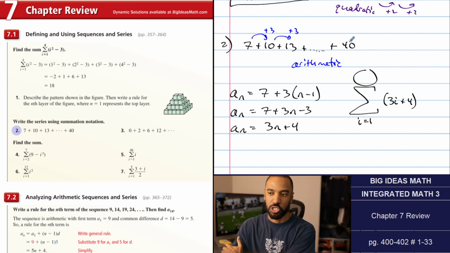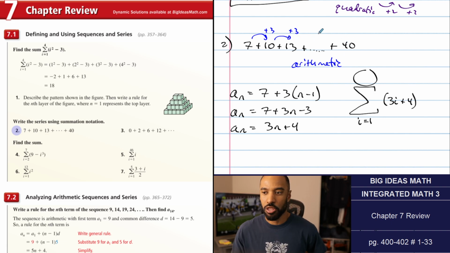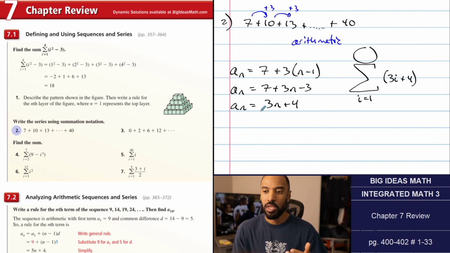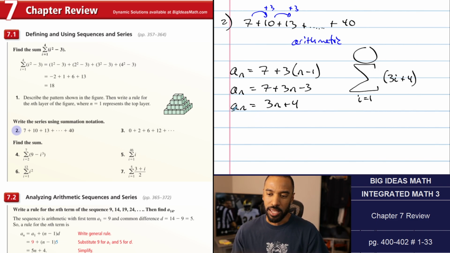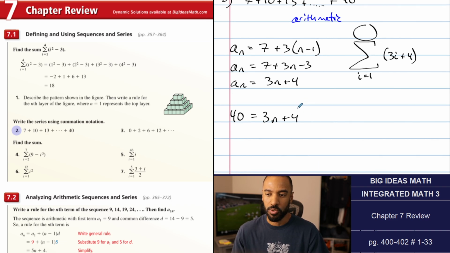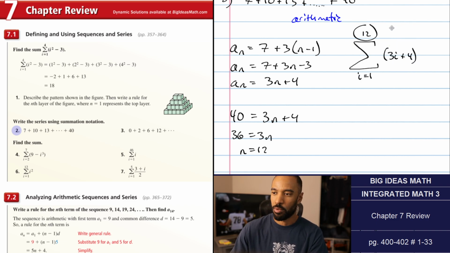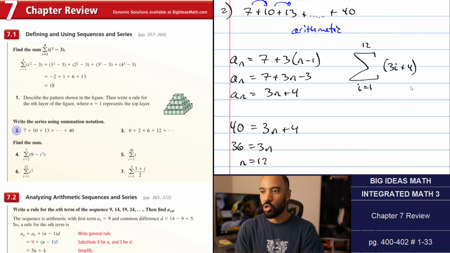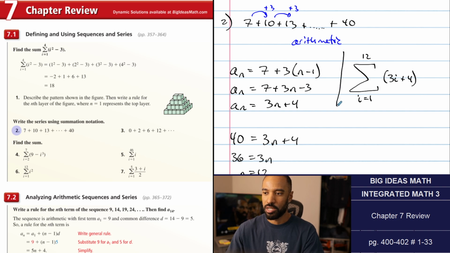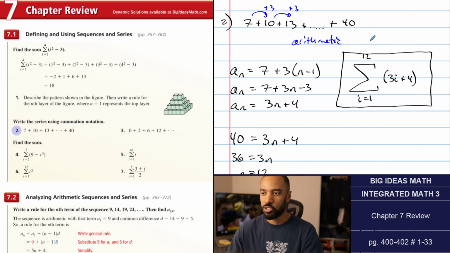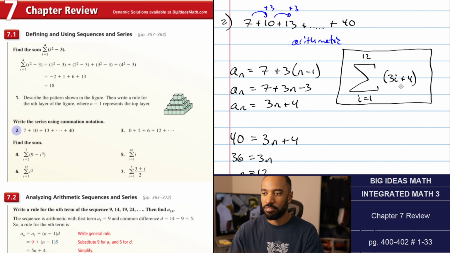Now, you could guess and check until you get this answer. You could keep adding 3 each time until you get to 40 and count it up. You could also use your explicit rule. 40 is the term a sub n, where n is the term position you're trying to look for here. So in substituting this, we can subtract 4 and divide by 3, and we get n equals 12. This is how many terms there are. This is what would go inside here. This is going to be our final result. Here's summation notation for this: we go from the first to 12th term, 40 being the 12th term, of this set.